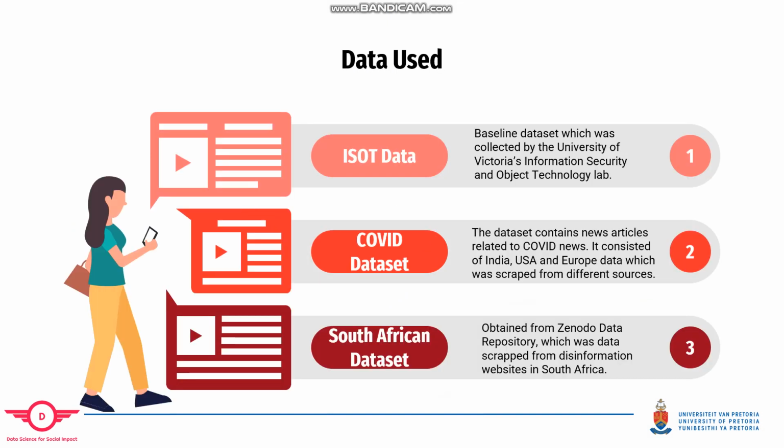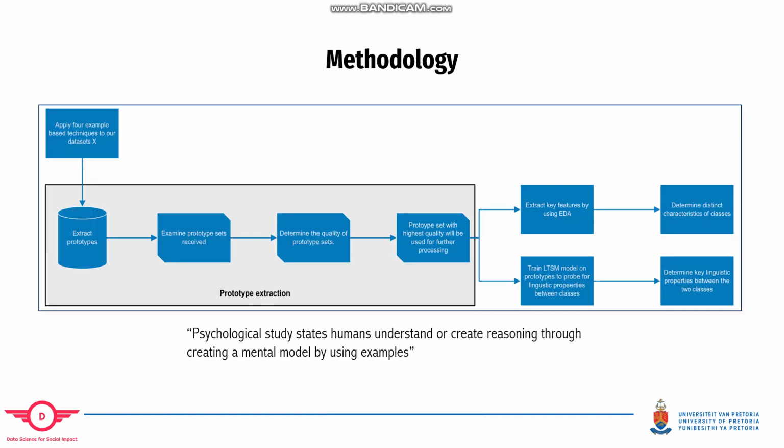We use three datasets: an ACID dataset as our baseline data, a COVID dataset which contains news articles related to COVID news from India, USA, and Europe, and lastly the South African dataset obtained from the Zenodo Data Repository, which has disinformation data from South African news outlets.